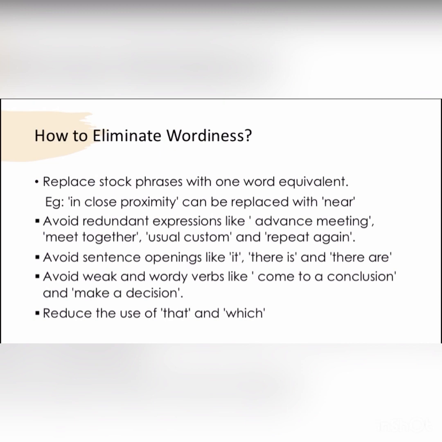Avoid sentence openings like it, there is, and there are. These expressions can be easily avoided, which can make your sentences concise and brief. Avoid weak and wordy verbs like come to a conclusion and make a decision. These expressions are not ungrammatical, but we have to make it concise and brief, so we can avoid these weak expressions. Reduce the use of that and which. We use a lot of that and which in our writing, so we should avoid such expressions.